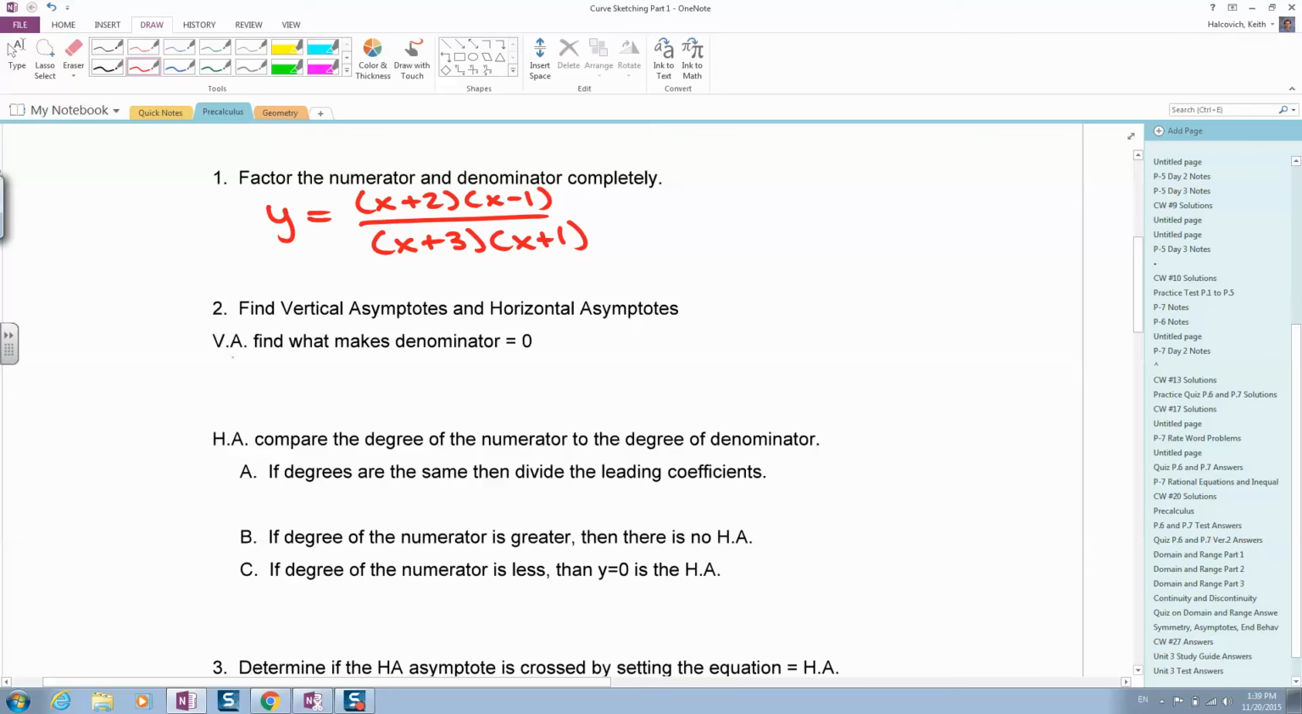Then next we want to figure out what makes the denominator equal to 0, like the restrictions, because those are where we're going to put vertical asymptotes. And the two places are at -3 and -1.